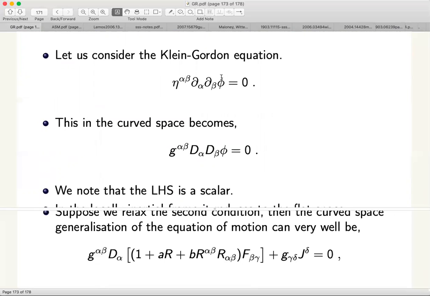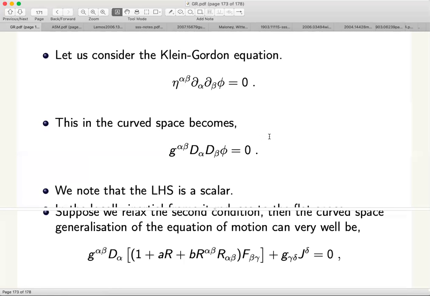Because the curved space Klein-Gordon equation contains g alpha beta D alpha, but this derivative can be just a partial derivative. But since I'm using the rule that you replace partial derivatives by covariant derivatives and the metric eta by the metric g, you can convert it into this form. If you check how D beta acts on phi, you will find that this covariant derivative acting on phi does not contain the connection, and in that sense it is just a partial derivative.